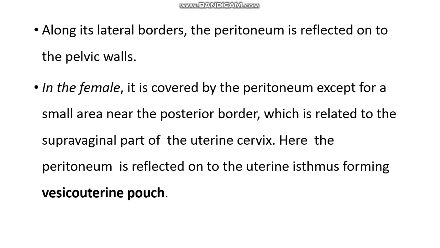And that small area is related to the supravaginal part of the uterine cervix. And here the peritoneum is reflected onto the uterine isthmus, forming the vesicouterine pouch.